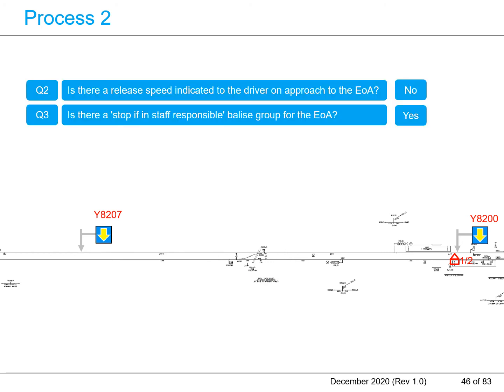The answer for question 2 of the RSP marker selection process is no. But the answer for question 3, regarding the stop if in staff responsible, is yes. Therefore, the Y8207 RSP is marked with the ETCS stop marker. The location of the ETCS stop marker at this stage is still not yet finalized. It is subject to the location of the EOA balise group.